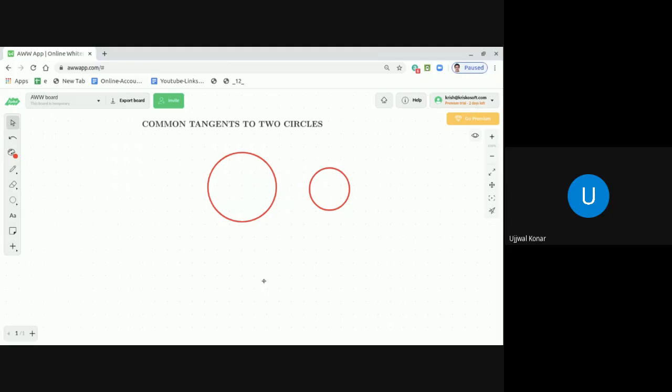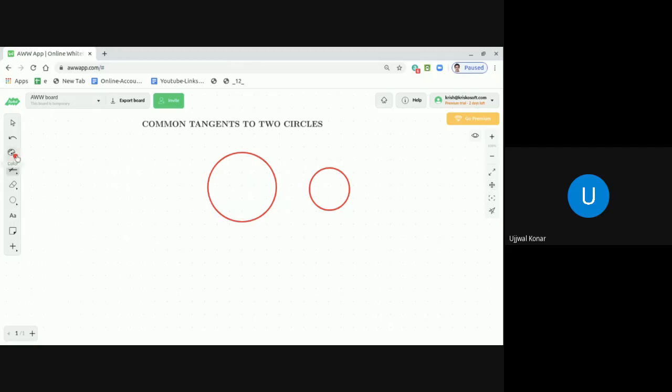Now, the common tangent means a straight line which is tangent to both the circles. That is what is called common tangents to two circles. Now, what types of common tangents are possible? The first type of common tangent, dear students, I'm going to draw in blue color, is called the direct common tangent. So what is a direct common tangent?